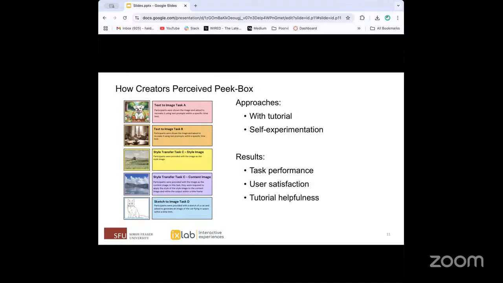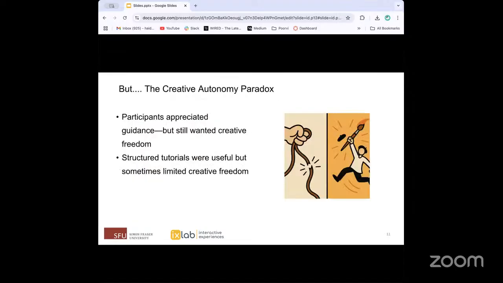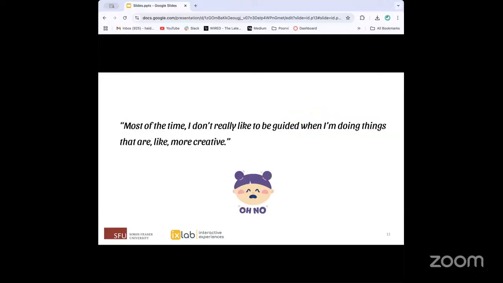Sounds like a happy ending, right? But not quite. While participants appreciated the help, many also said they didn't want to be told what AI can or cannot do. They felt that the guidance was useful, but sometimes it got in the way of their creative freedom. One participant said, most of the time, I don't really like to be guided when I'm doing things like creative. And that's not all.